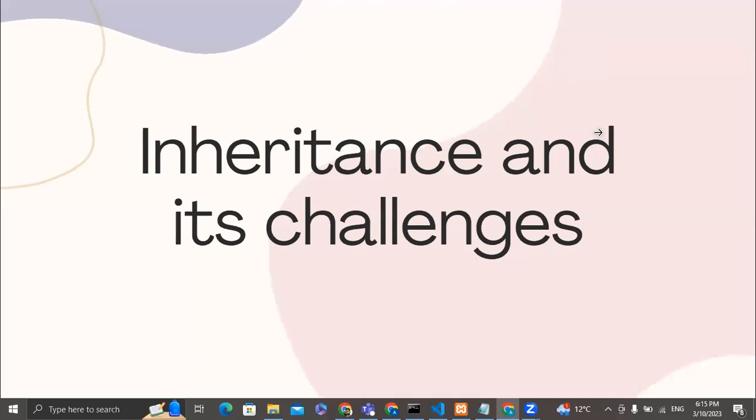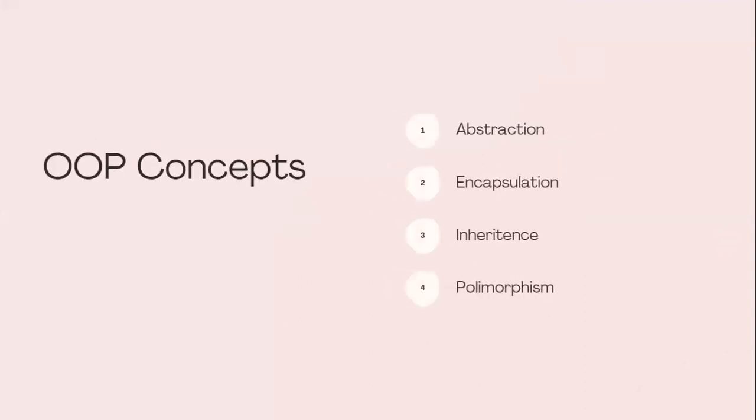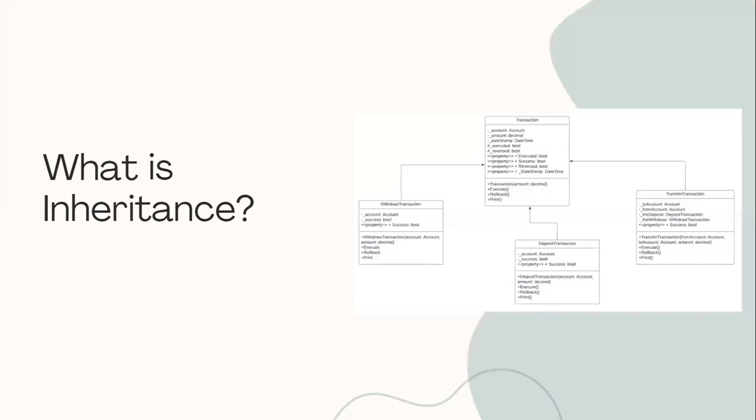Before we start, I would like to tell you about the pillars of OOP, which are mainly four: abstraction, encapsulation, inheritance, and polymorphism. So we are going to dive into inheritance. Let's begin with what inheritance is.